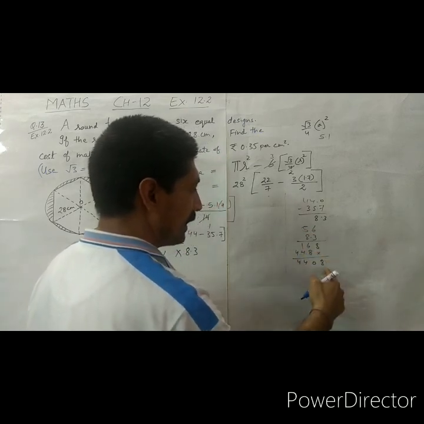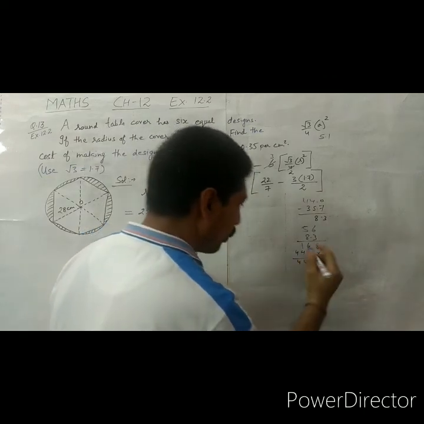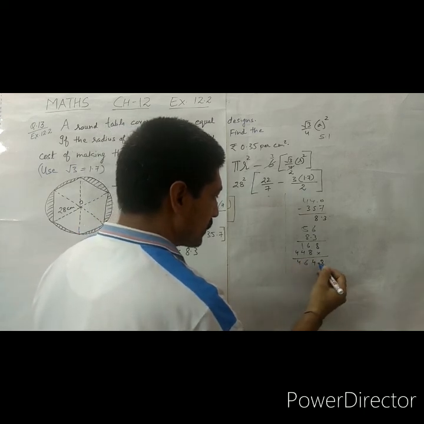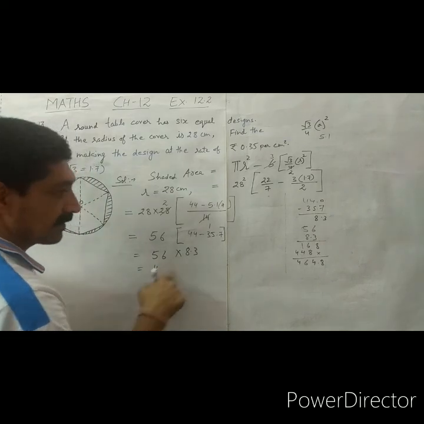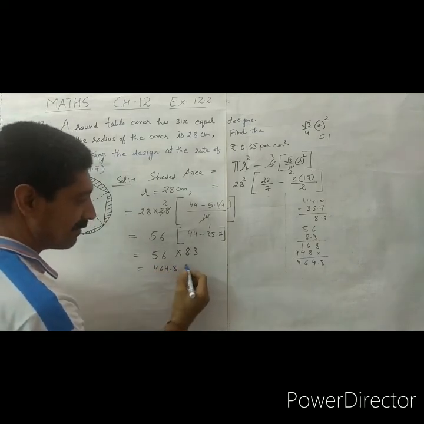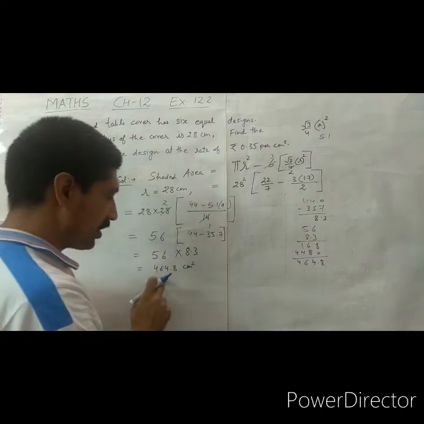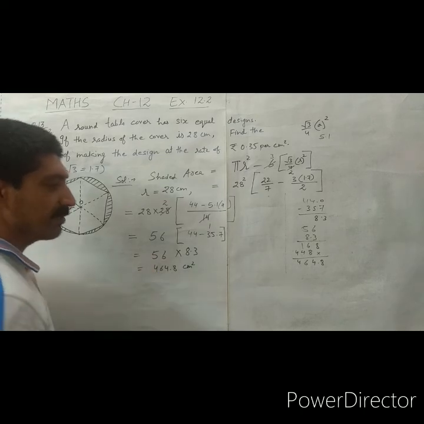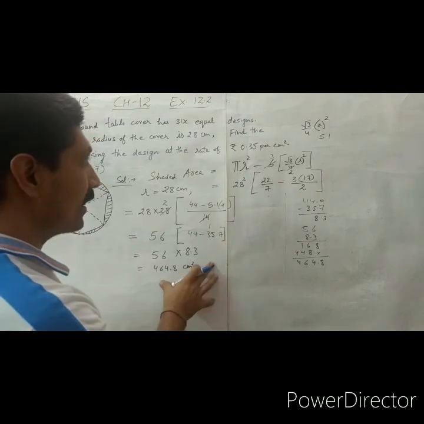44, so we have 8. Here we have a 14, 1 carry, and it is 6. So we have decimal here. So we have 464.8 centimeter square. So area of this shaded region is 464.8 centimeter square. Now we want to find the cost.